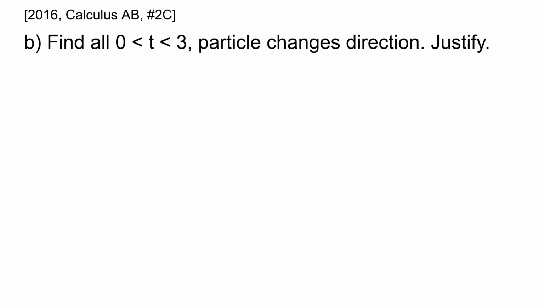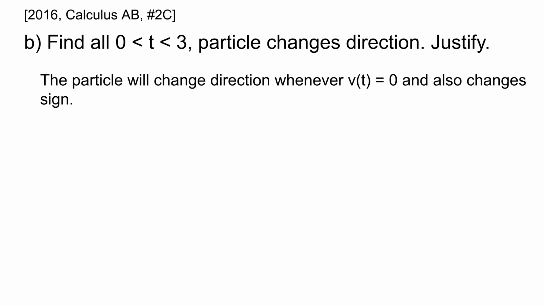In part B of this question, we are asked to find all values of t between 0 and 3, such that the particle is changing direction at that value of t, and to provide justification. The particle will change direction whenever its velocity is equal to 0, and the velocity also changes sign.